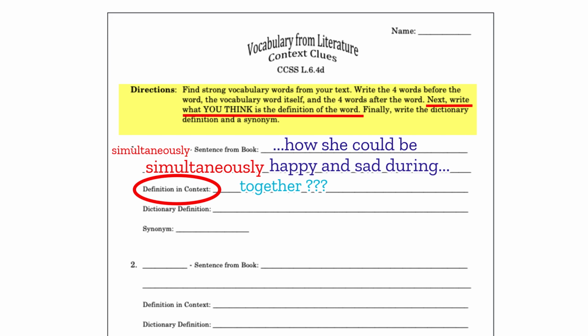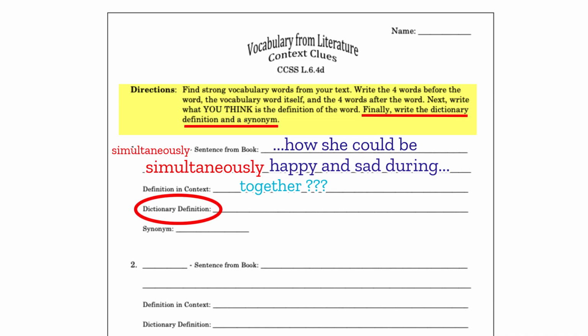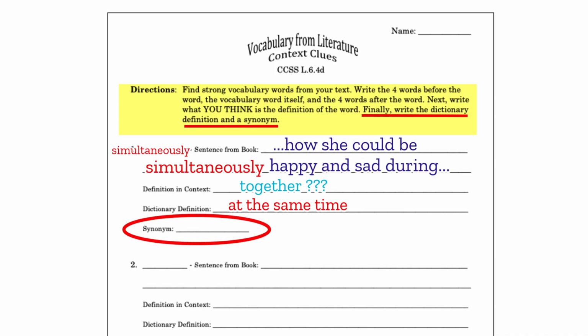Then they'll check. How close did they come to getting the definition correct? So they'll look up the word in the dictionary. They'll write the dictionary definition there. The dictionary will usually have some synonyms, so put a synonym there that matches the context of what's happening. Then the students can decide how close did they get.